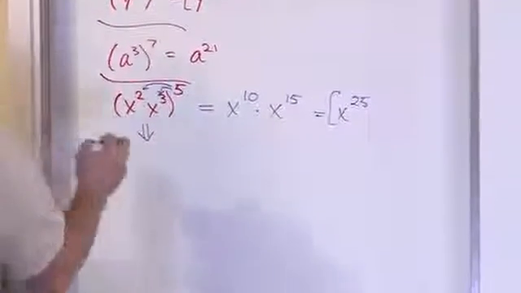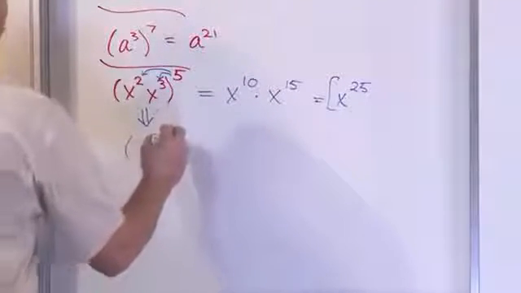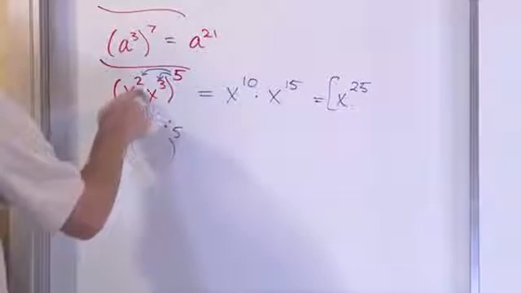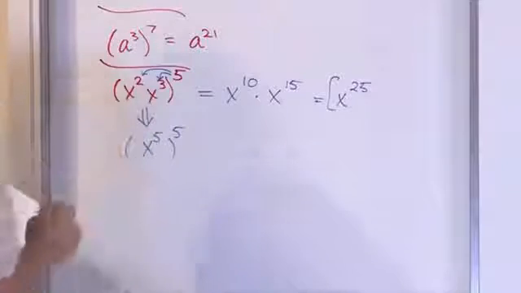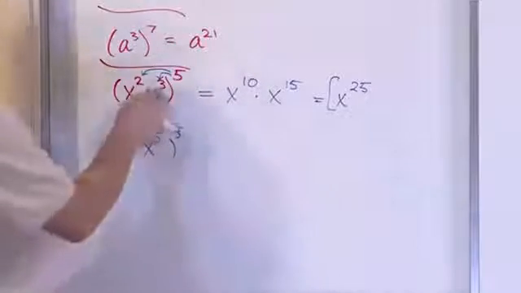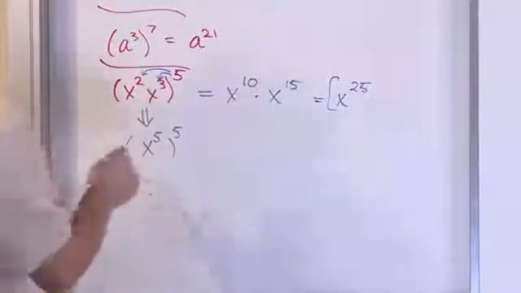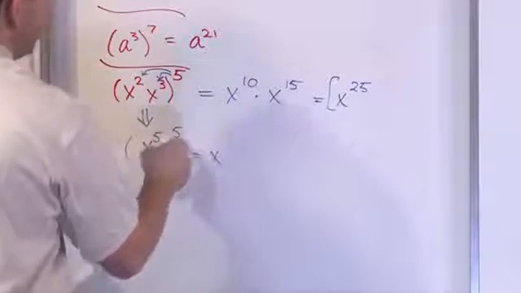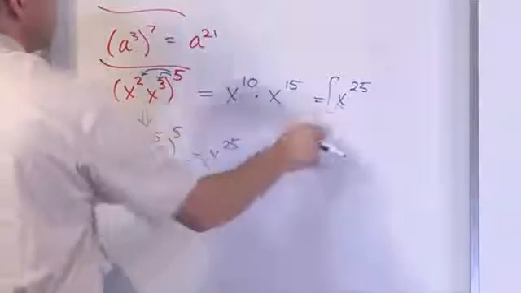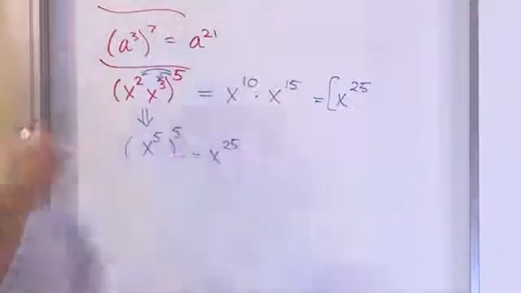What I'm going to do now is simplify what's inside the parentheses first. Notice I have x squared and x cubed. I can basically convert that to x to the 5th power because I can add these exponents in the middle. Now I have x to the 5th raised to the 5th power. So 5 times 5 is 25. So no matter how you do the problem, you're going to get the same answer.